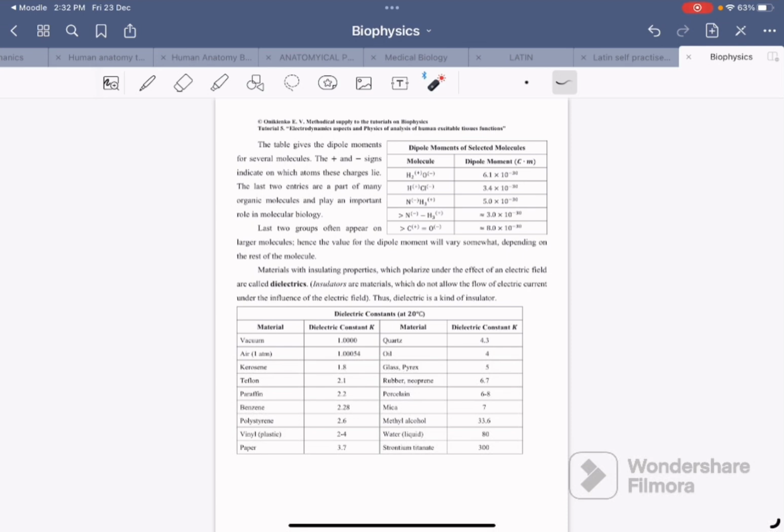After doing so, when we put a magnet towards them after polarization of the wood, it will attract or repel according to the magnitude, right? So it means that materials with insulating property which polarize under the effect of an electric field are called dielectrics. Insulators do not allow the flow of electric current under the influence of an electric field. Thus, a dielectric is a kind of insulator.